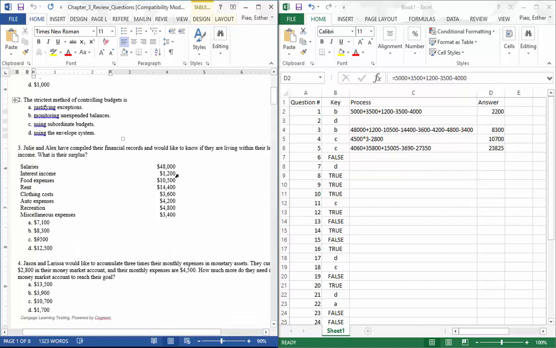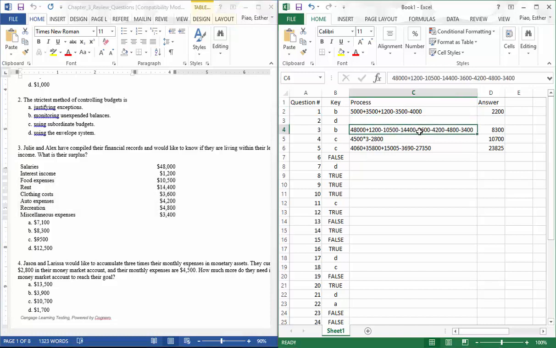In order to calculate the cash flow statement, we need to pick the entries that belong to it. First, salary, yes. Interest income, yes. Food expenses, yes, it's a deduction. Rent, yes, another minus. Clothing cost, yes. Auto expense, yes. Recreation and miscellaneous expenses are all expenses. They only have two incomes and six different types of expense. So here comes the calculation in this cell, and we come up with a total of 8300 at the end. So the answer is B.